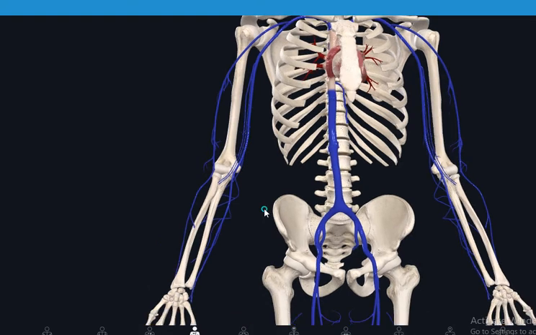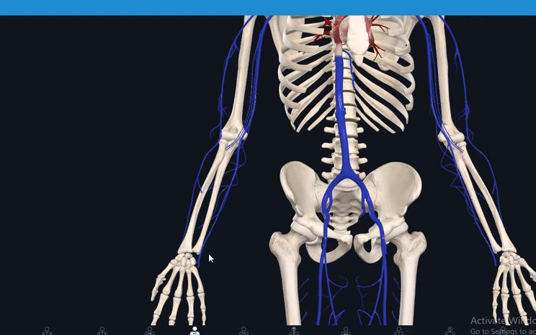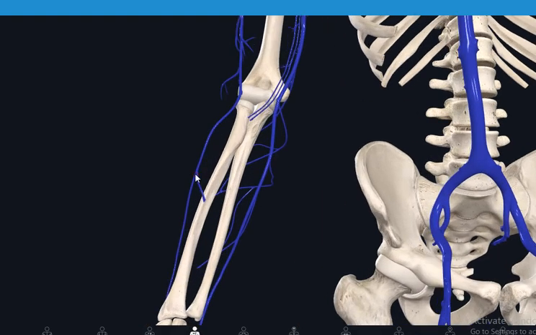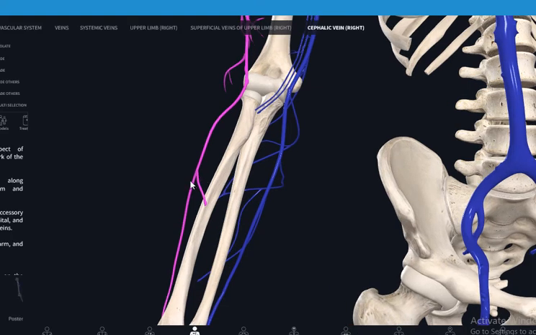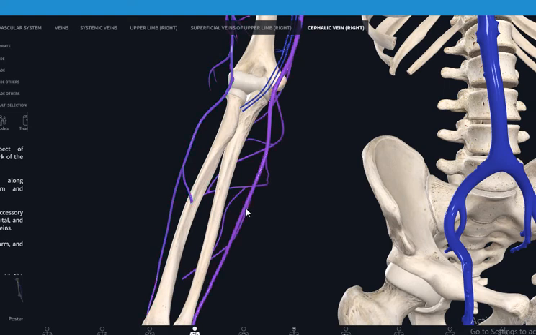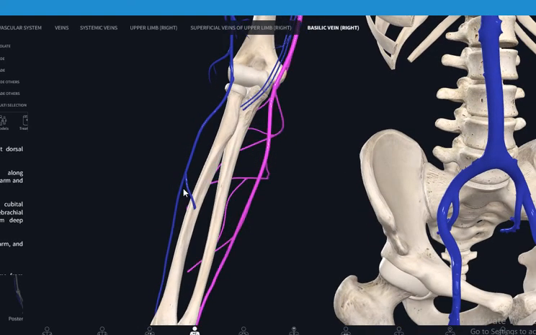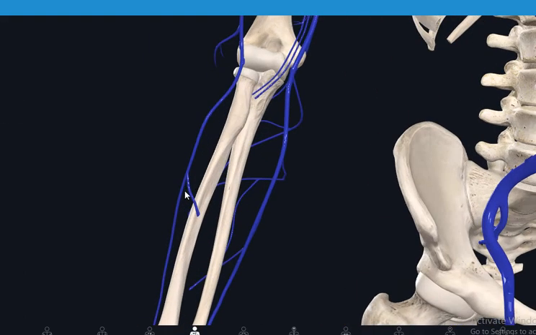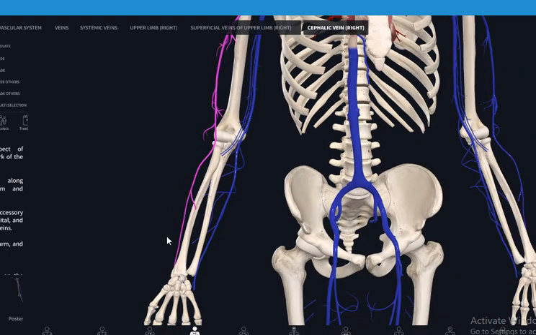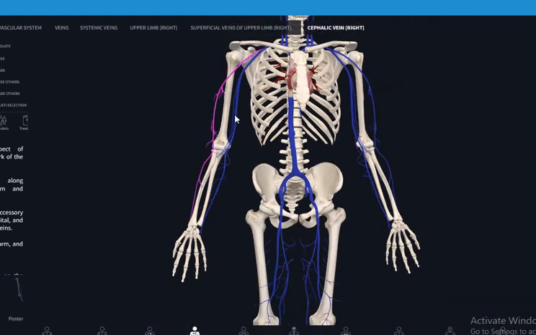The superficial drainage is a little bit different. On the medial side, you have the basilic vein, and on the lateral side, you have the cephalic vein. Let's visualize. This particular vein here is the cephalic vein on the lateral side, while here on the medial side we have the basilic vein. The cephalic vein takes the lateral compartment of the arm, going from here right up to this point.